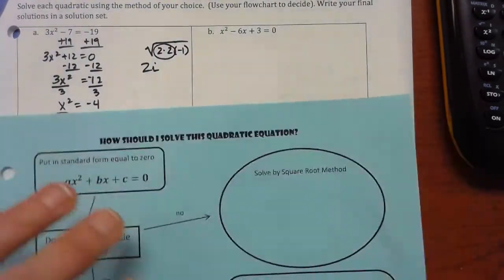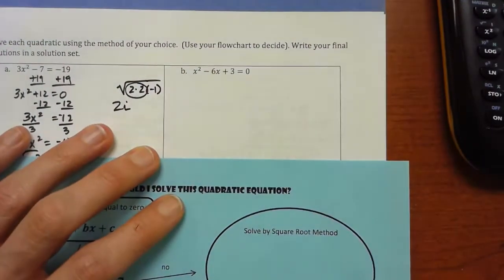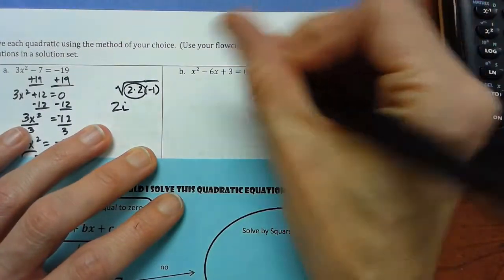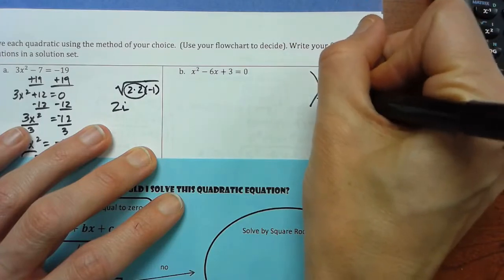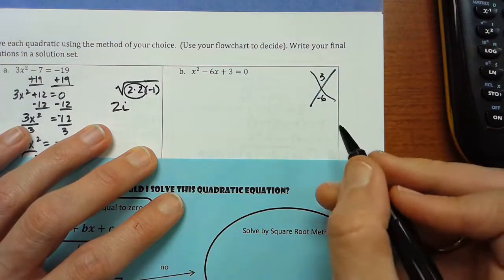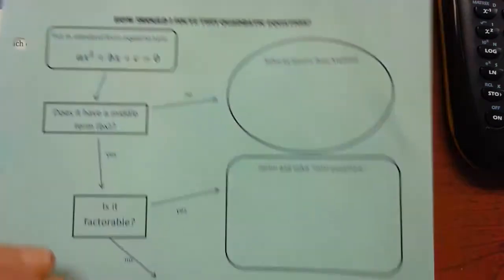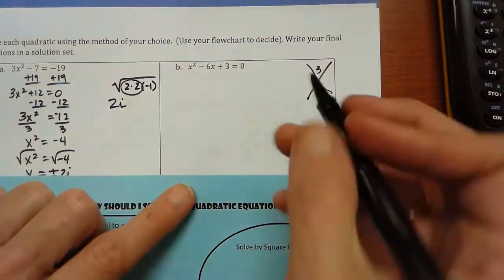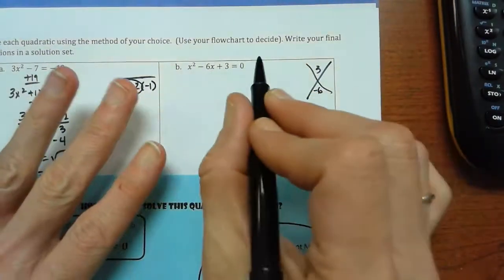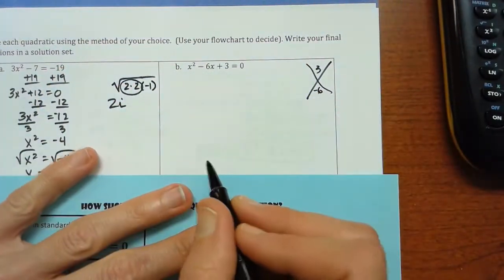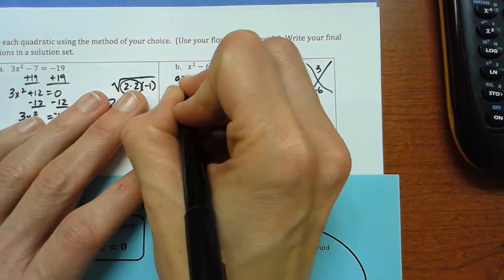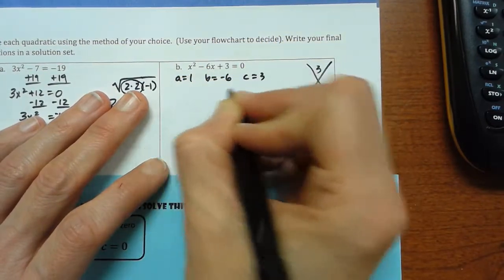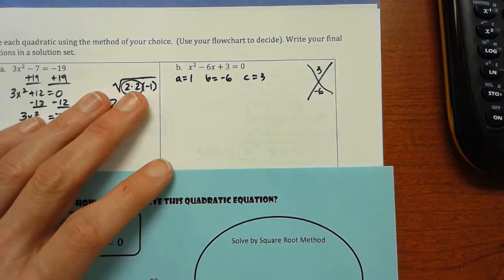Okay, over here, it's already equal to 0, so that's cool. And I will set up an x to try to factor it. Factors of 3 that add up to negative 6. There aren't any. So I give up on factoring at this point, and I move on to the quadratic formula. Okay, so this has a middle term, so the square root method was not even an option here. I should have said that. So a is 1, b is negative 6, c is 3.